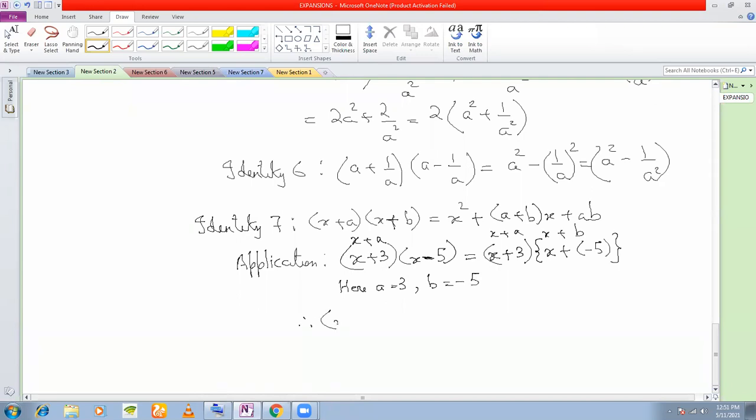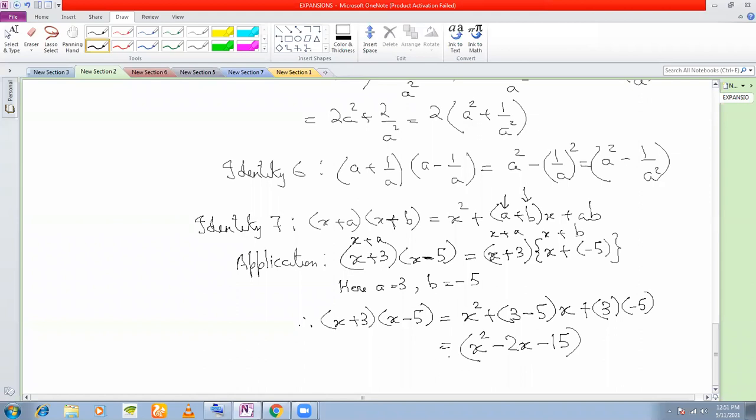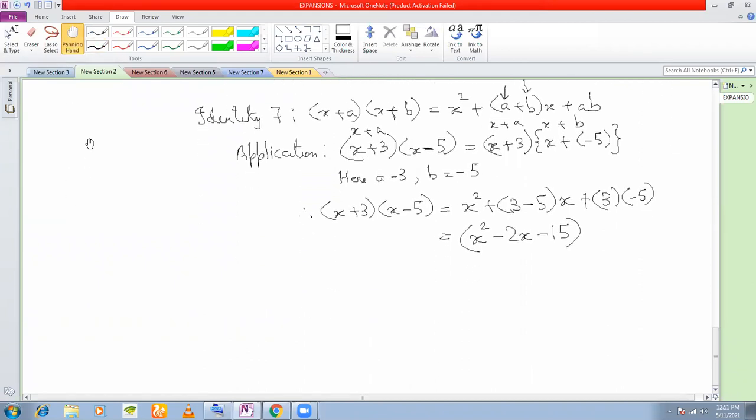So when you're applying this identity, (x + 3)(x - 5) is equal to x square plus (a + b)x, where a is 3 and b is minus 5, plus ab, with a as 3 and b as minus 5. So you directly get x square minus 2x minus 15. That is how you can multiply (x + 3)(x - 5). This is an identity that you will require.